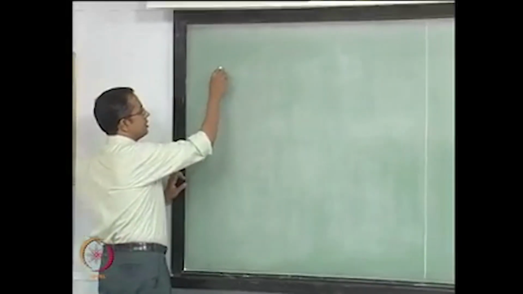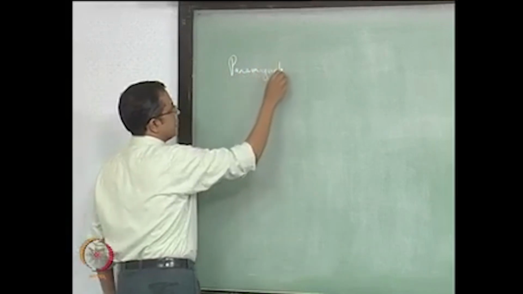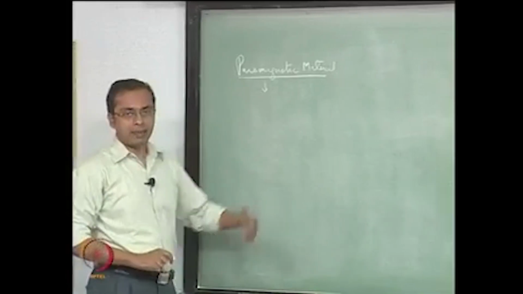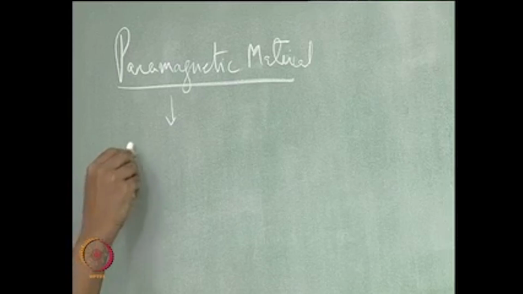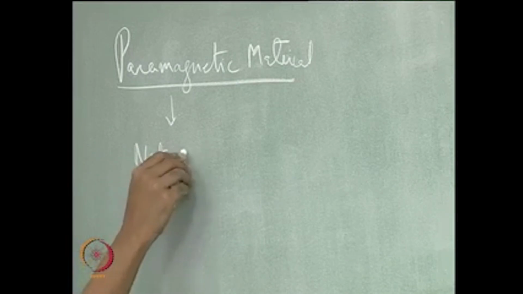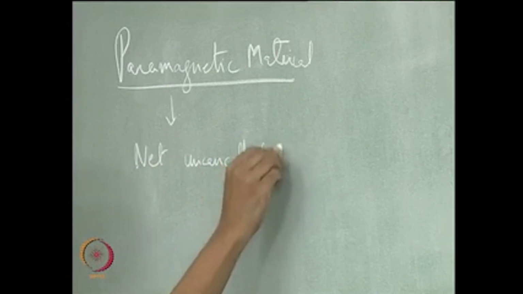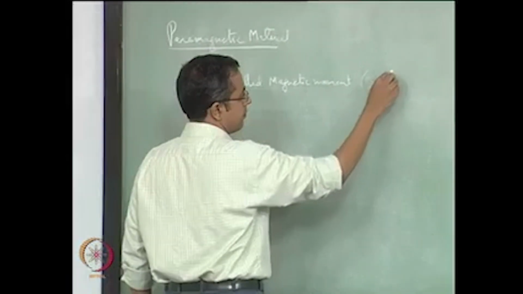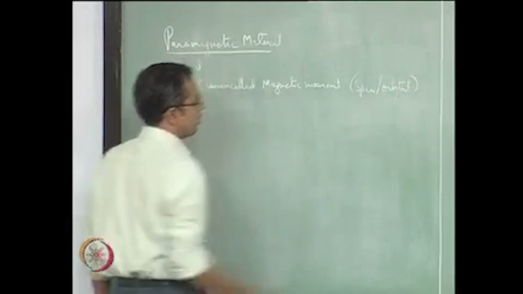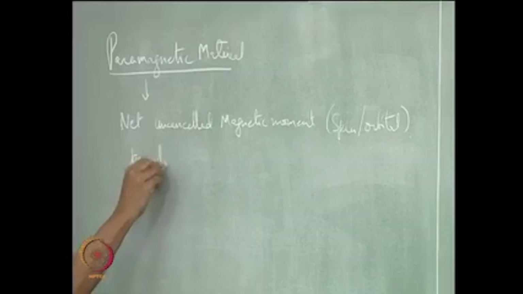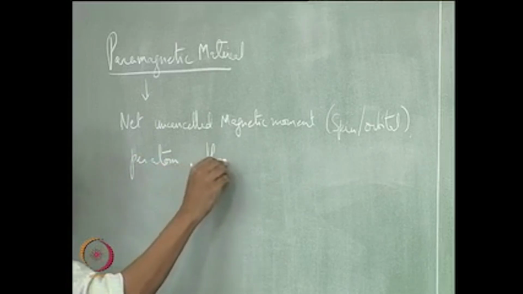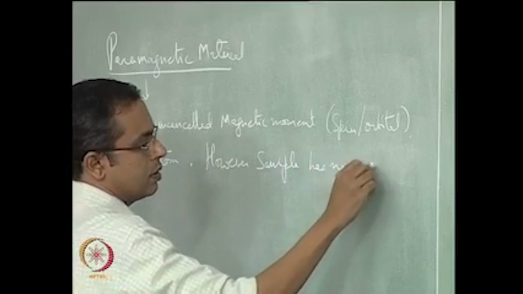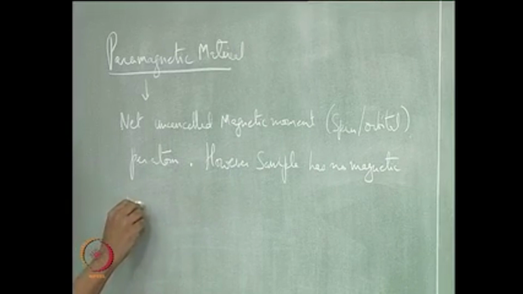The other material you can consider is a paramagnetic material. Paramagnetism exists in materials where there is a net uncancelled magnetic moment, either of spin or orbital origin. It does not matter what the origin is, spin or orbital, a net uncancelled magnetic moment is there on a per atom basis. However, the sample has no magnetic moment in the absence of an externally applied field.